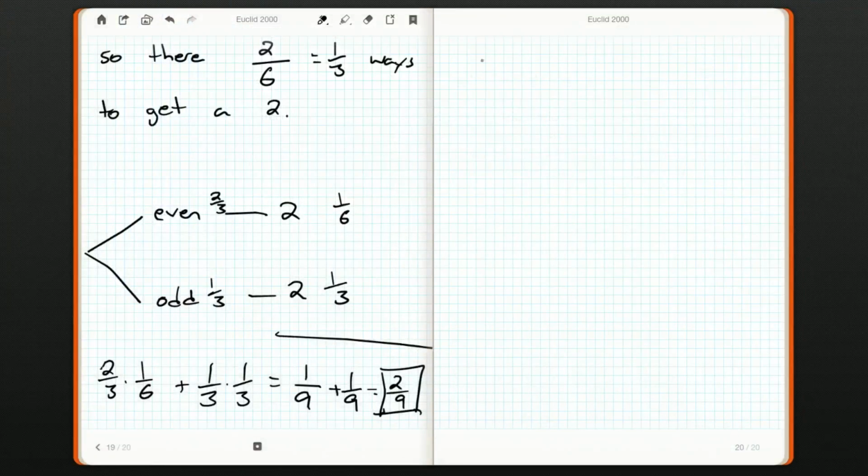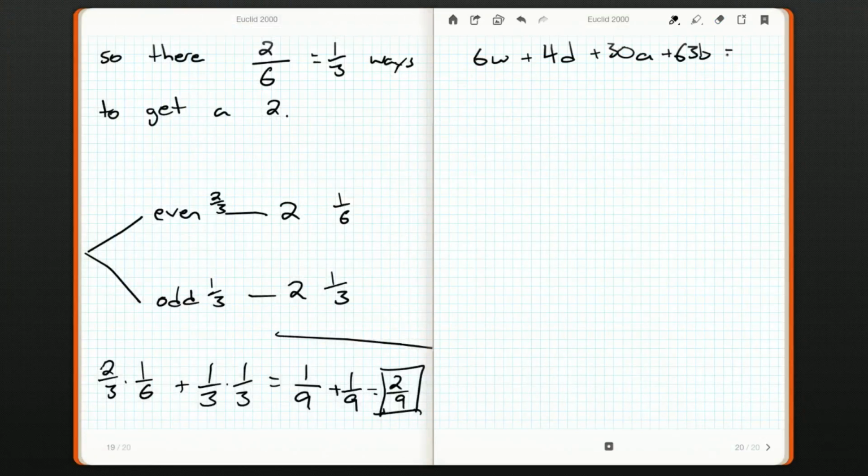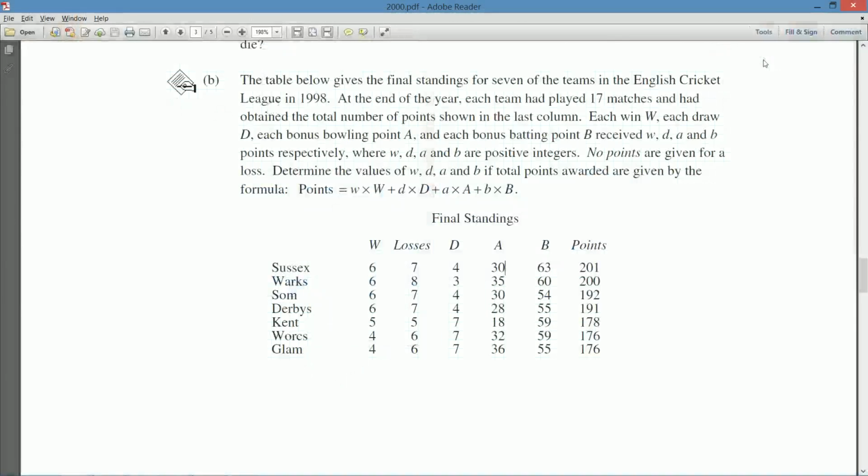So we had 6 wins in the first one. We multiply that by W. So what we're doing is we're taking our table and we're turning it into a system of equations. So we have 6 wins. We're ignoring the losses. I think it was 4 draws, 30 bowling points, and 63 batting points. And together that gives us 201. Let's just double check. 6, 4, 30, 63. Okay.